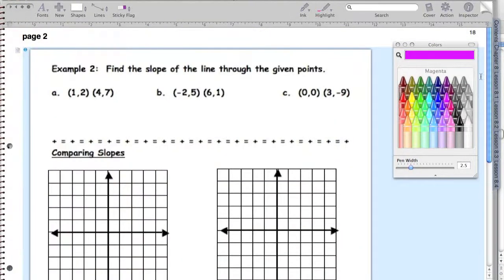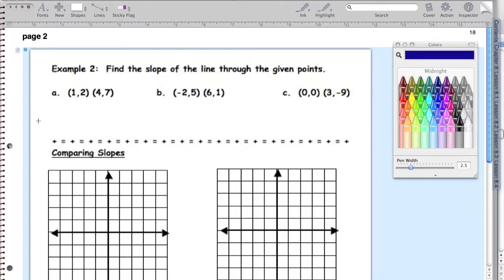Let's take a look. Example 2, it says find the slope of the line through the given points, and they don't give us any graph. So in this case, we have a couple options. We could go ahead and plot these points. We could take a graph and plot 1, 2, and 4, 7 and count up and over. But that's kind of a lot of work, and it's going to use a lot of graph paper too.